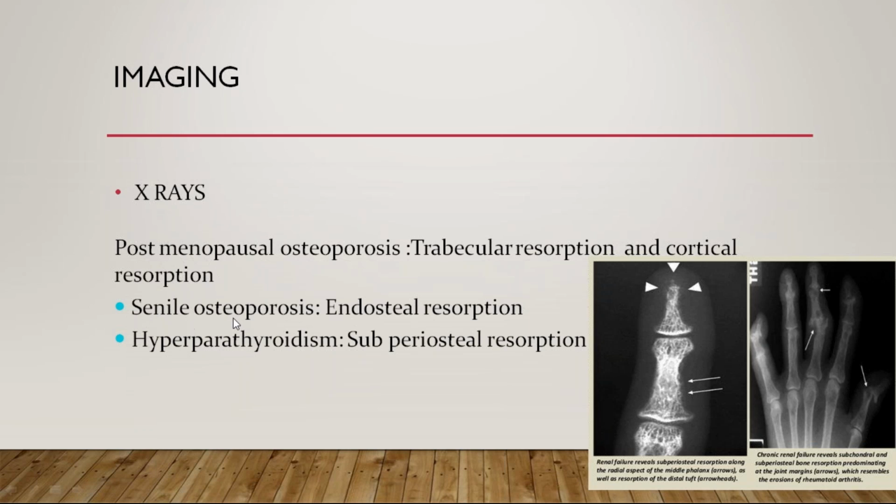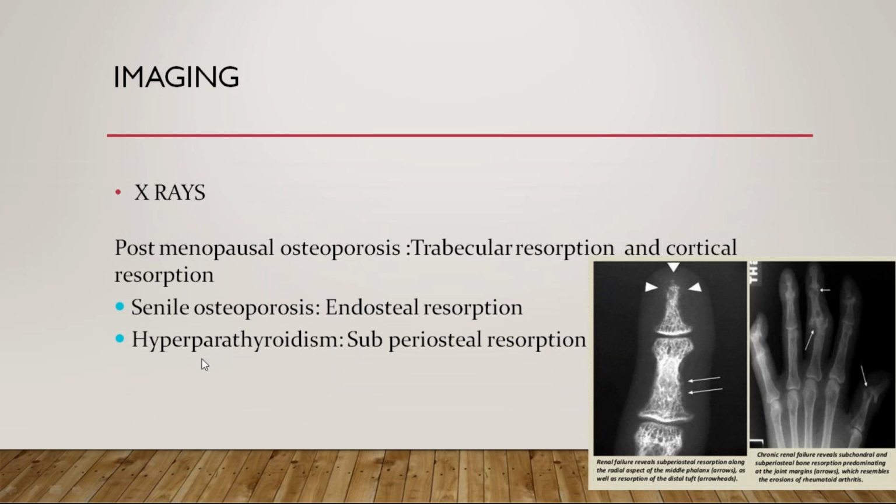In senile osteoporosis, that is age-related osteoporosis, endosteal resorption will be there. The cortex will be normally present, but inside the cortex, the bone resorption will occur. That is due to age, which is why it is called senile osteoporosis, in which endosteal resorption occurs. Remember all this, because these are NEET entrance exam questions. Postmenopausal osteoporosis has trabecular and cortical resorption, while senile osteoporosis has endosteal resorption.